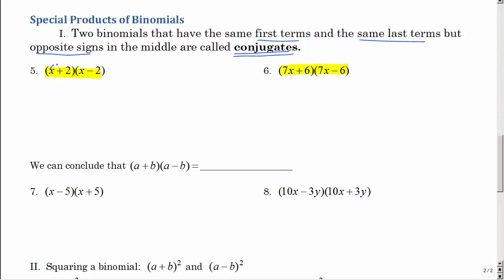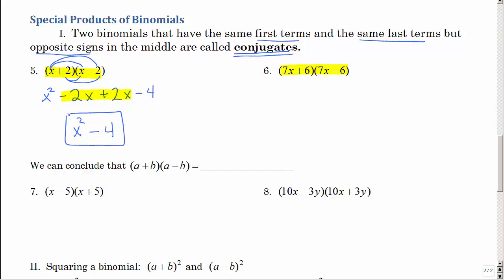Okay, we can just use our same way, x times x, x times negative 2, 2 times x, and 2 times negative 2. And then look at those middle terms. What happens when I add that together? They get 0. So all I'm left with is here, x squared minus 4. That's what happens when you multiply conjugates. Those middle terms will add to 0. So if you recognize that and you just want to write down the answer, that's okay. But if you forget, you can always use the distributive property.